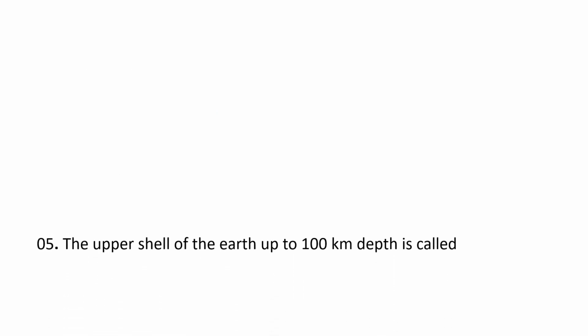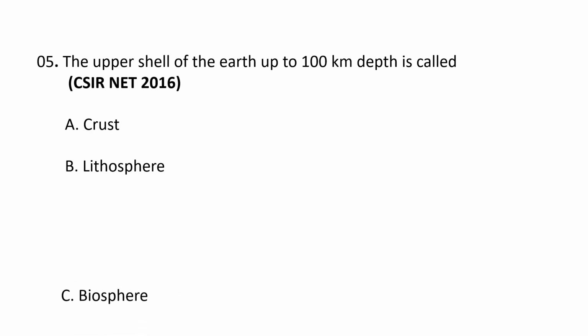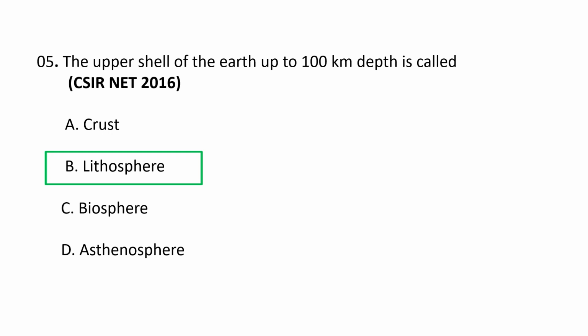Next question. The upper shell of the earth up to 100 kilometers depth is called A. Crust, B. Lithosphere, C. Biosphere and D. Asthenosphere. The correct option goes as B. Lithosphere. The lithosphere is the rigid outermost shell of the earth, generally extending to a depth of about 100 kilometers. It includes the crust and the brittle upper portion of the mantle, acting as a cool, solid layer that sits above the warmer, more ductile asthenosphere.